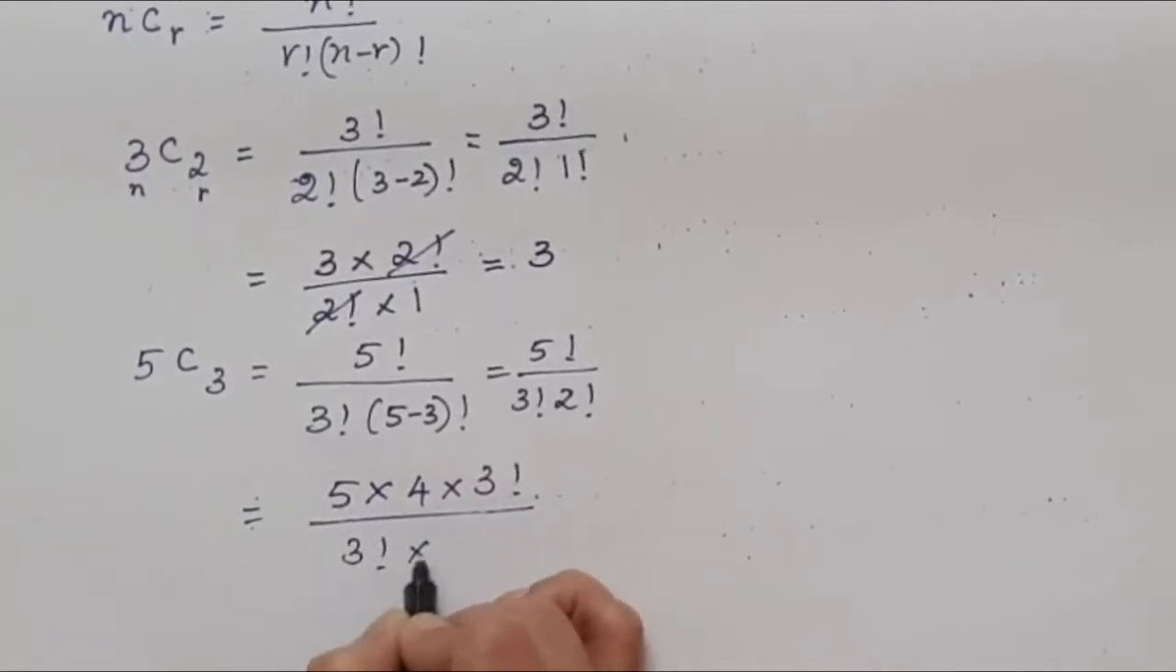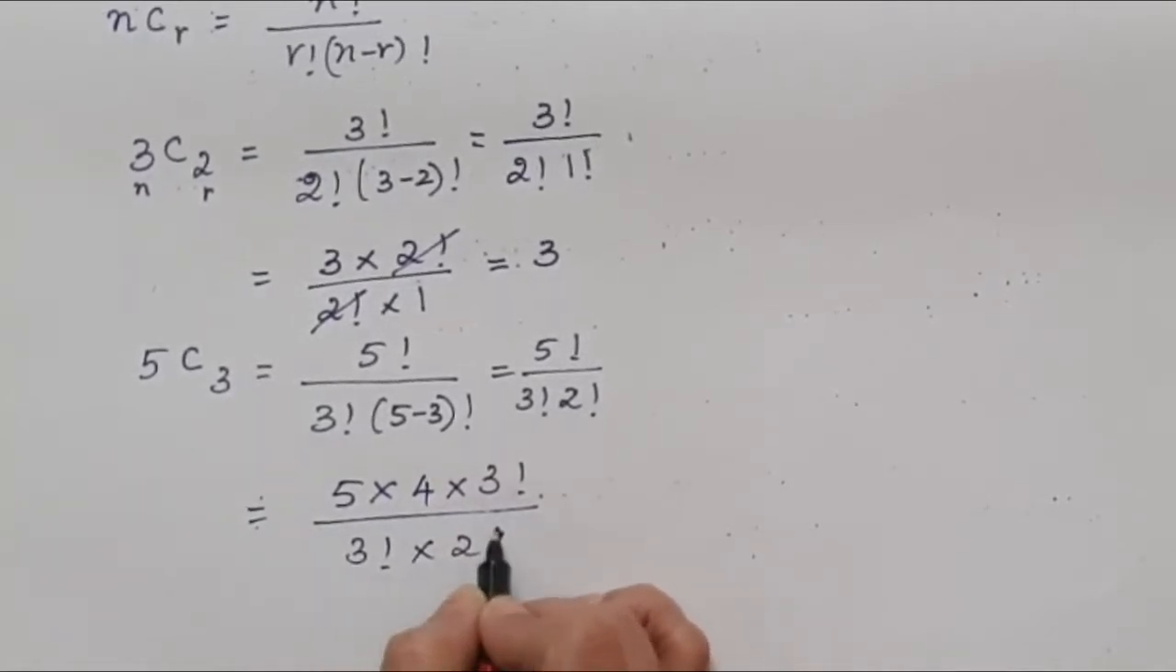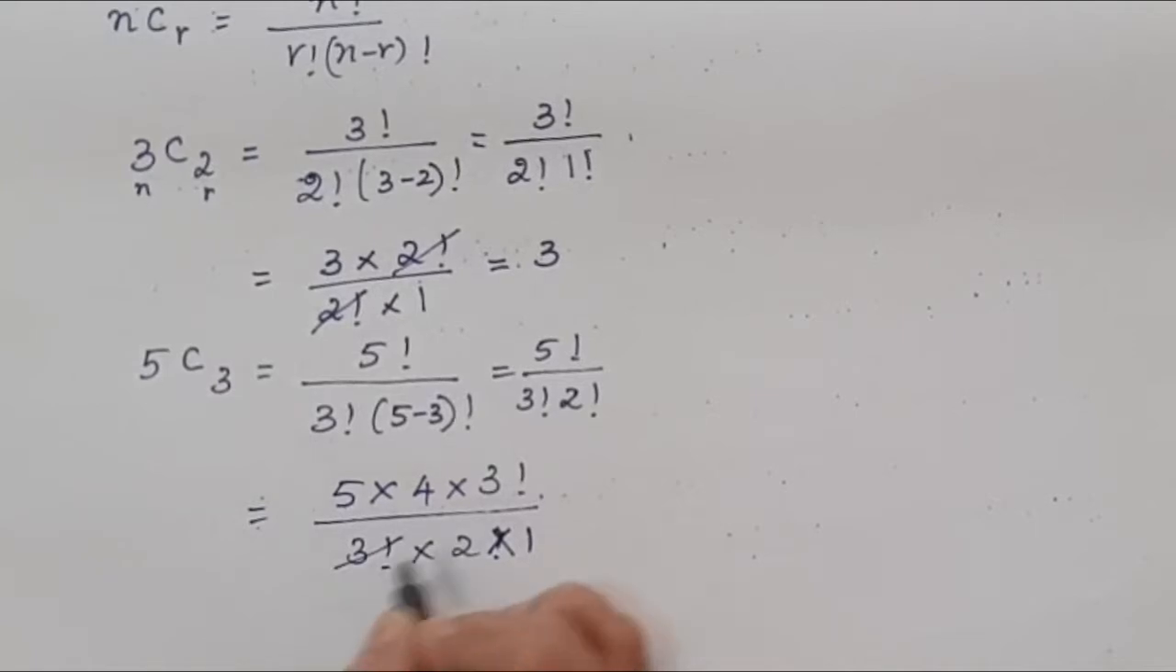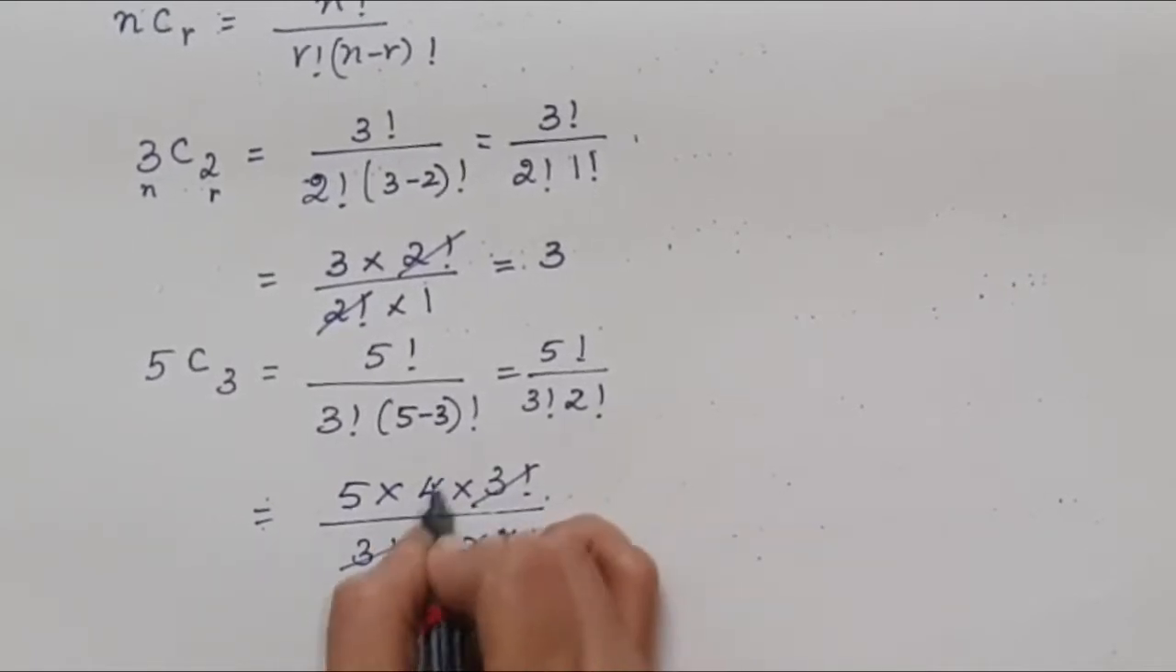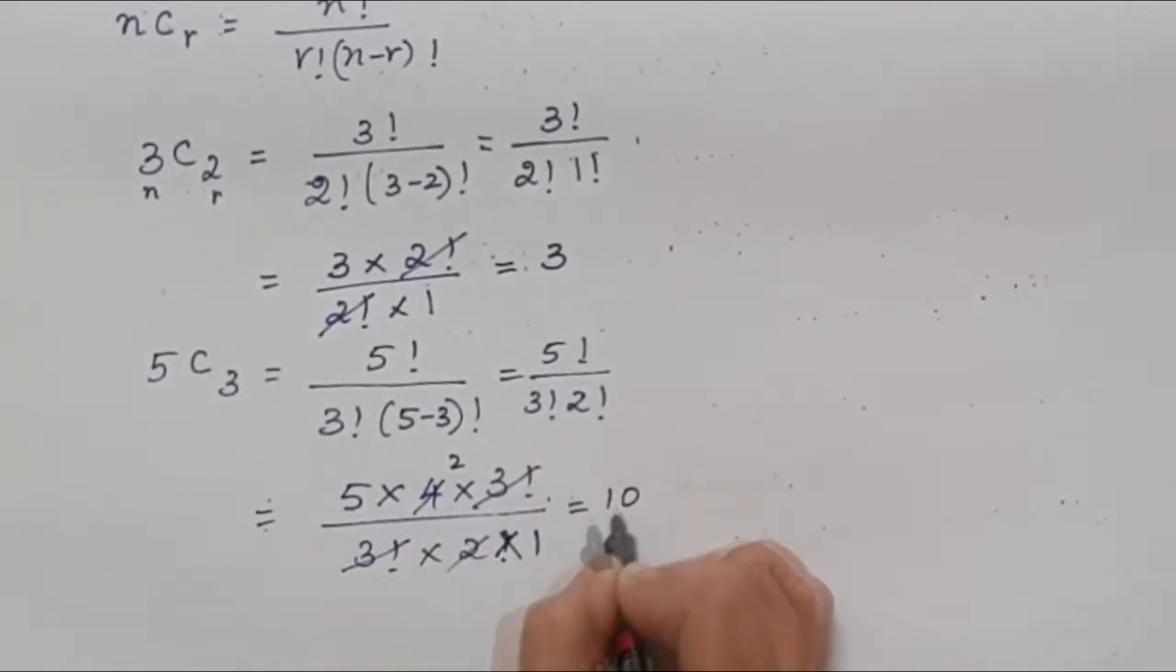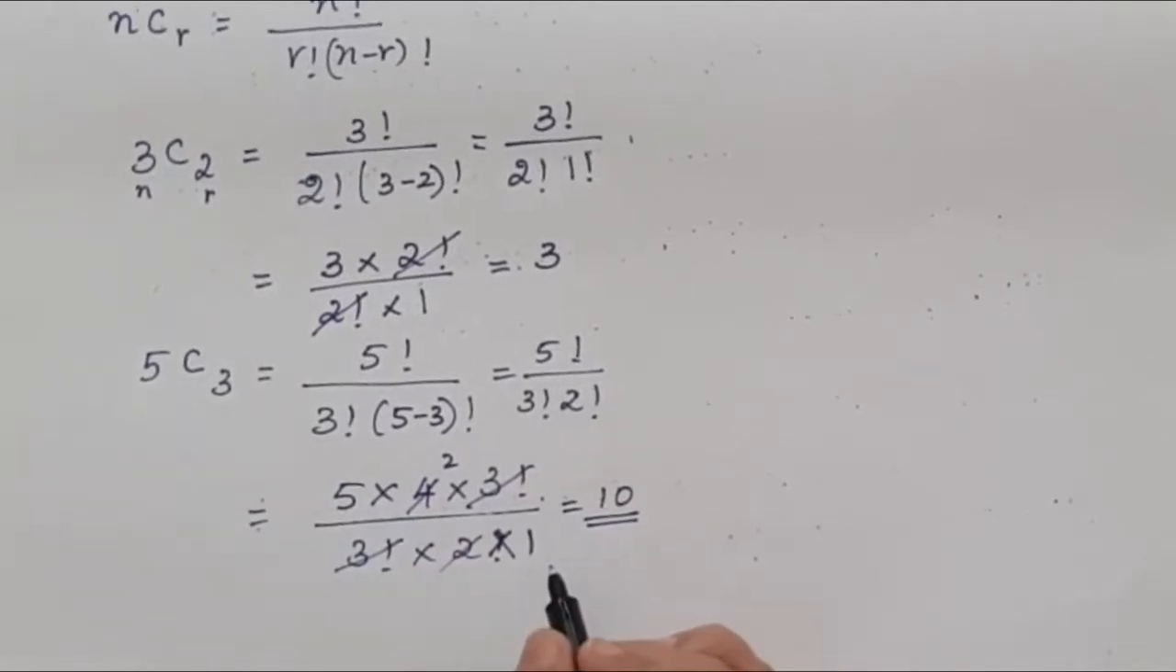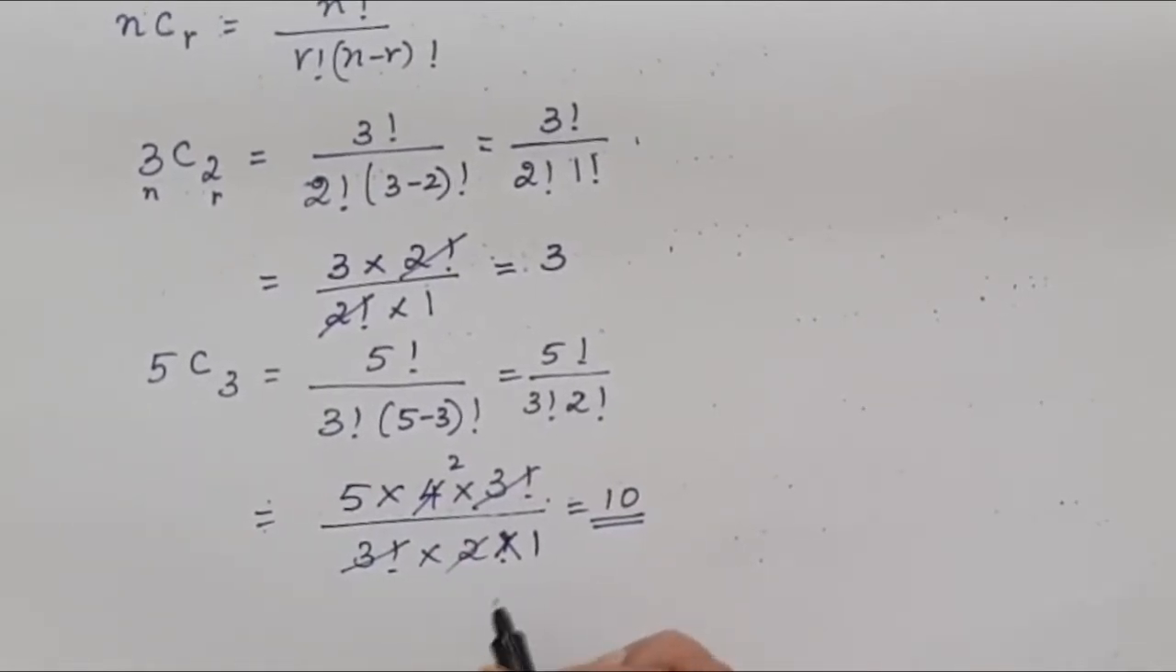Divided by 3 factorial into 2 factorial, which is 2 into 1. So this 3 and 3 get cancelled. So this can be cancelled. So it will be equal to 10. This is the way you apply the formula to find the binomial coefficients.